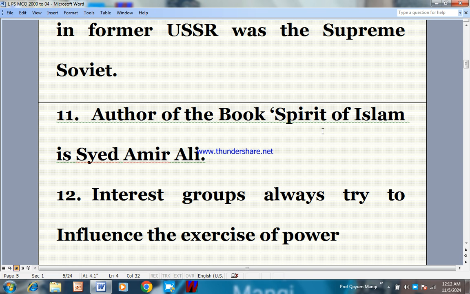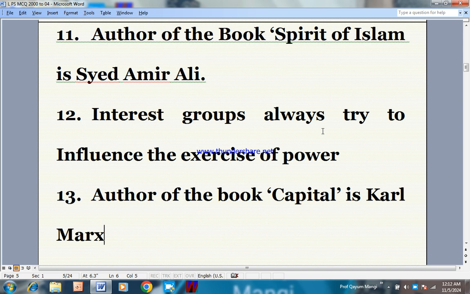Number 11, the author of the book Spirit of Islam, a famous book of the world, is Sayyid Amir Ali of Bangladesh.